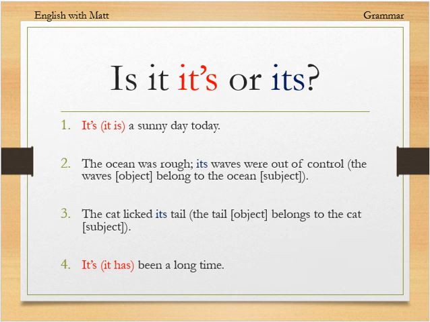The cat licked its tail. Again, the tail is the object of the sentence, the cat is the subject, so the tail belongs to the cat, and therefore it refers to the cat. So we need "its" because it's the same as the subject, the cat. And finally, it has been a long time. It's been a long time. So we need the one with the apostrophe there.